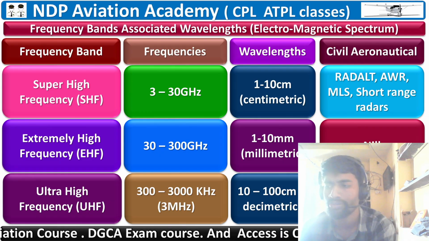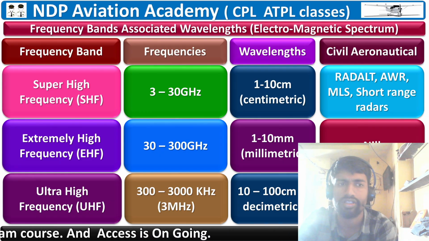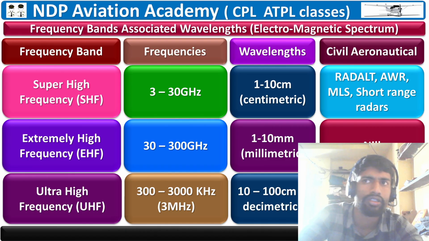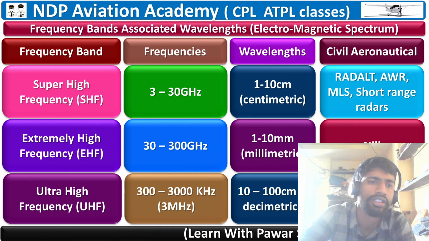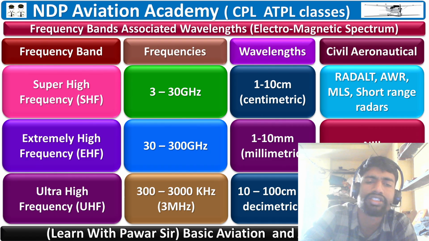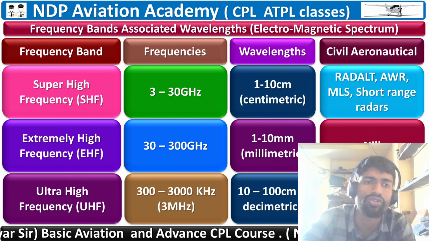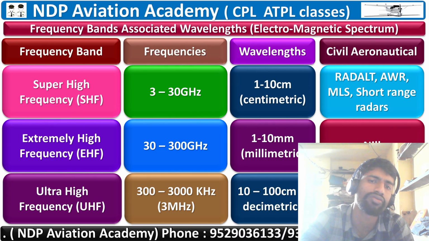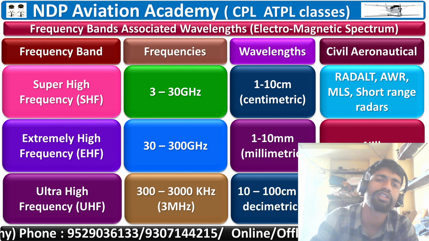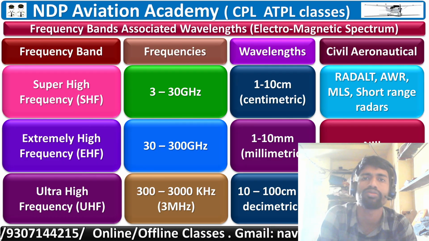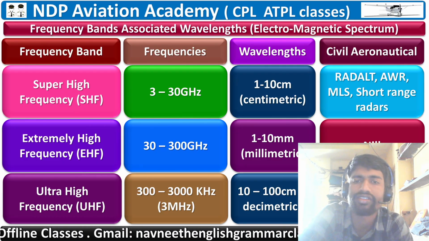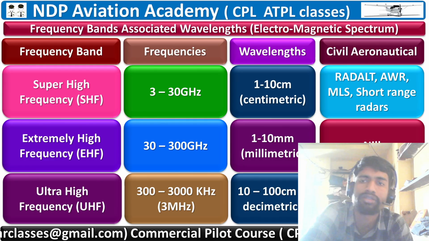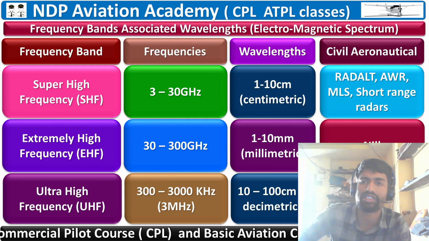Then extreme high frequency, you can say in short EHF. Extreme high frequency starts from 30 gigahertz and ends at 300 gigahertz. And how much wavelength? 1 to 10 millimetric. This frequency we do not use in aviation.